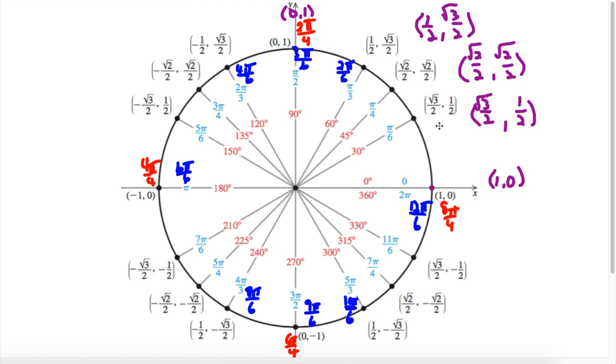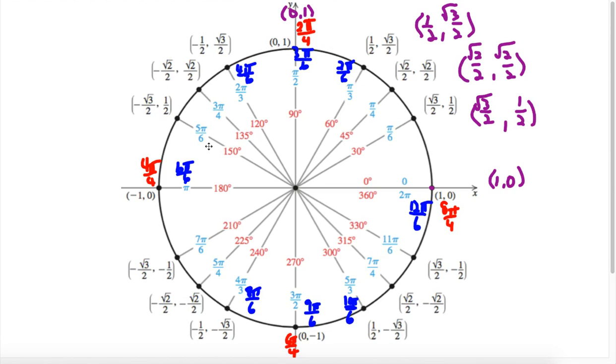Once I have these values memorized, all I'm going to do to flip these across the y-axis is make the x coordinate negative. So this point here, if I'm reflecting at pi over 3, I'll go to 2 pi over 3. So that point, if this is 1/2, square root of 3 over 2, this one will be -1/2, square root of 3 over 2. And so on. All I'm doing is making the x coordinate negative.